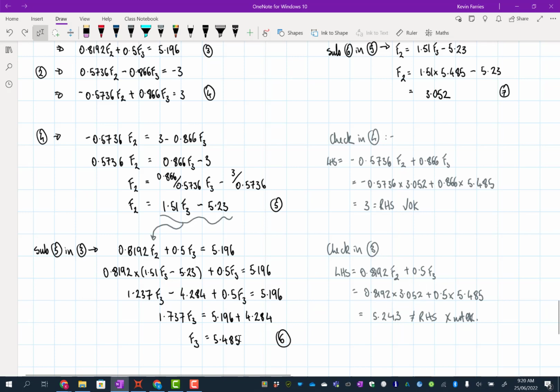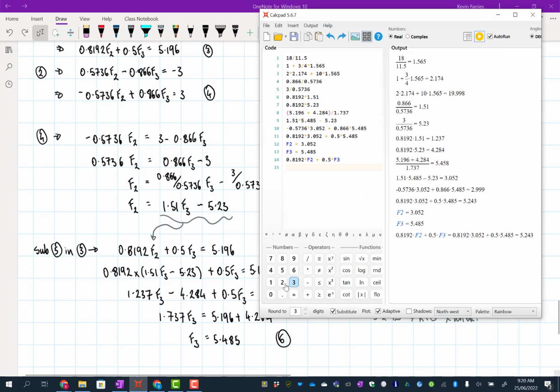So I went back again and discovered that I'd transposed, sorry, just clicking the wrong thing there. F3 should have been 5.458. I've written down 5.485. So I need to go back and fix all that, and then hopefully we'll get the right answer at the end.